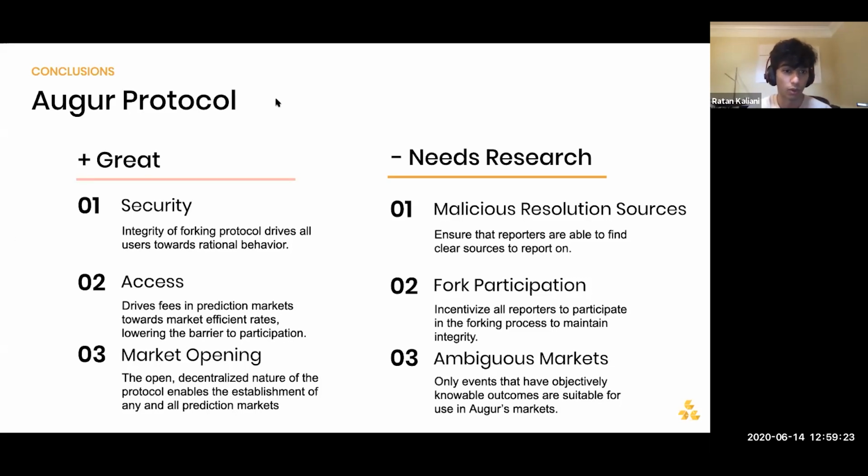However, when we take a look at where the Augur protocol could be improved, there's the implicit bias of placing a source that could be incorrect. Say I place a source for the question, what is Ratan's favorite ice cream flavor? And I direct people towards my website, saying that on this website, you'll be able to find what my favorite ice cream flavor is.